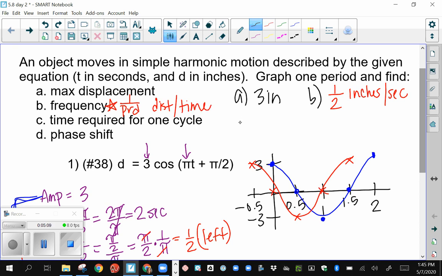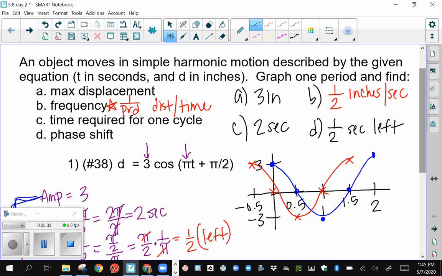Part C, the time for one cycle. This is going to be asking you your period. 2 seconds. That's the reciprocal. Part B and part C, those should be reciprocals of one another. And then for part D, they want to know the phase shift. Our textbook just says the 1/2 part. I would like you to say the direction as well. So let's say 1/2 second left.